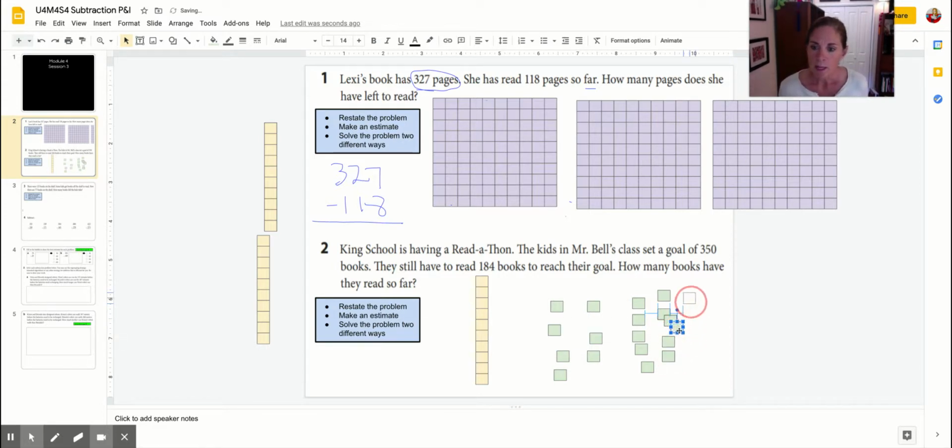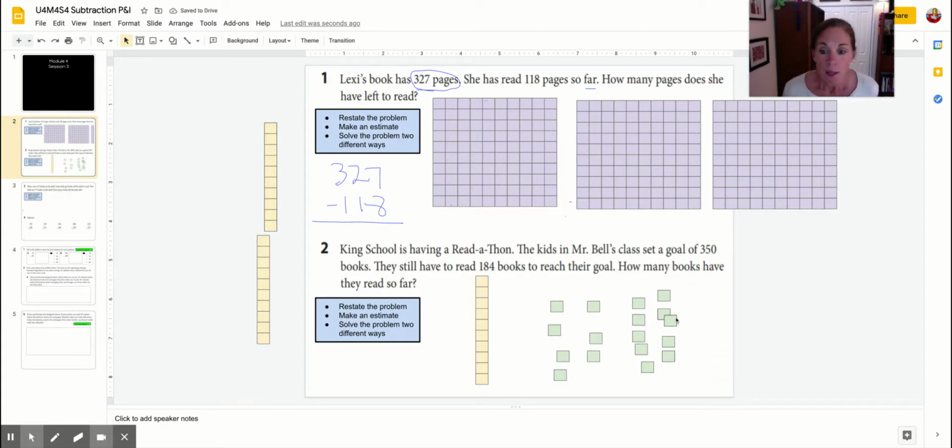Okay, so now we have, right, don't we have that many? What's going on here? Hold on. 1, 2, 3, 4, 5, 6, 7, 8, 9, 10. So these ones we do not need. Get rid of those. Okay. So now we can take away 8.